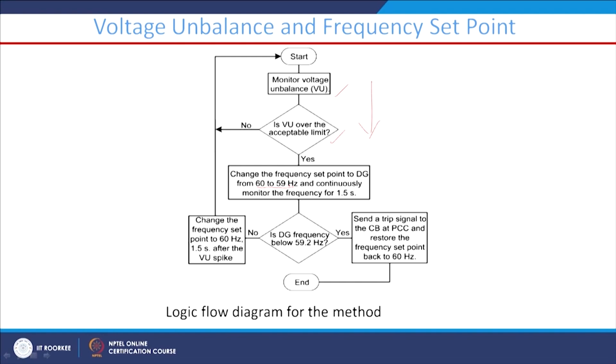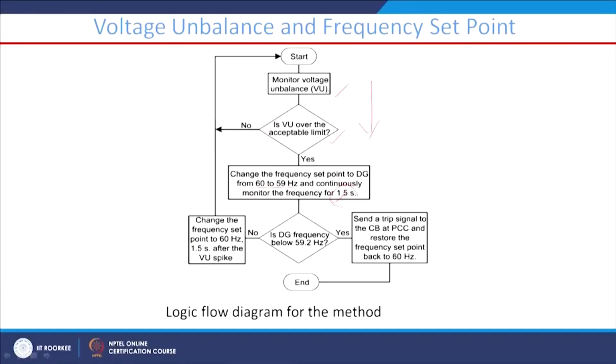hertz. This is important. If the VU is over the acceptable limit, yes, then we have to change 60 to 59 hertz and continuously monitor this frequency for 1.5 seconds. The duration of this frequency monitoring is 1.5 seconds. After that, we measure the frequency at the DG terminal. DG means distributed generation, or we call it DER, distributed energy resource. Now, another check we do: is this DG frequency below 59.2 hertz, yes or no?